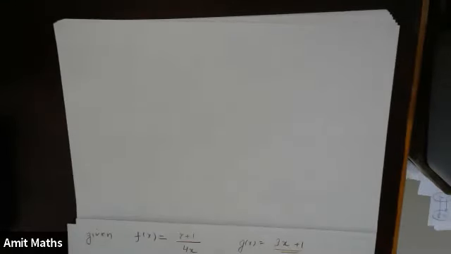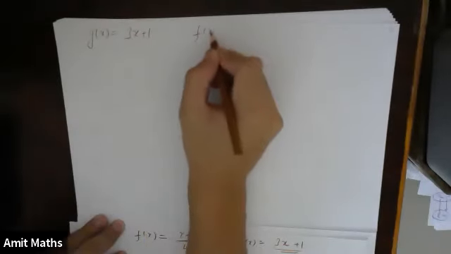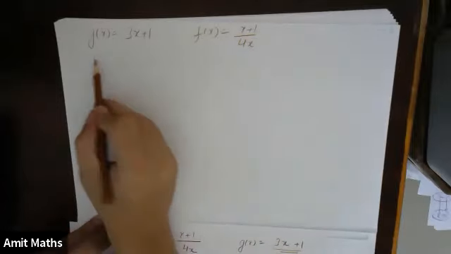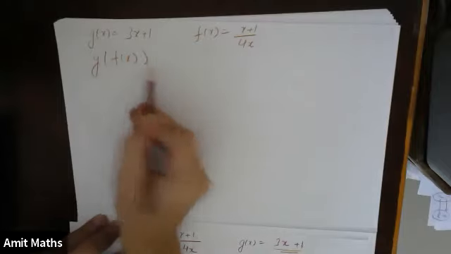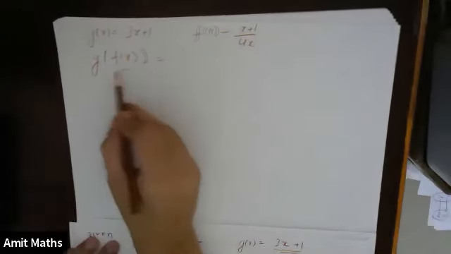Fine. So we'll find the value of g of f of x. So g of x is 3x plus 1, and f of x is x plus 1 upon 4x. So g of f of x will be nothing but, I will substitute f of x instead of x.